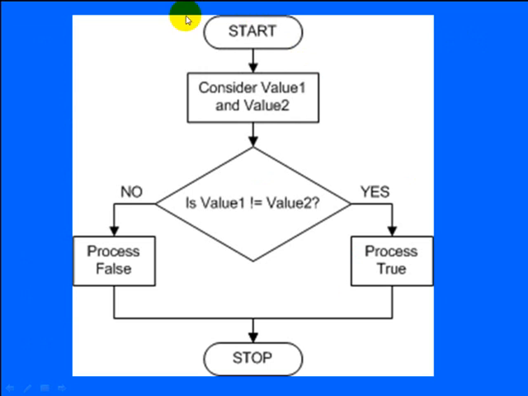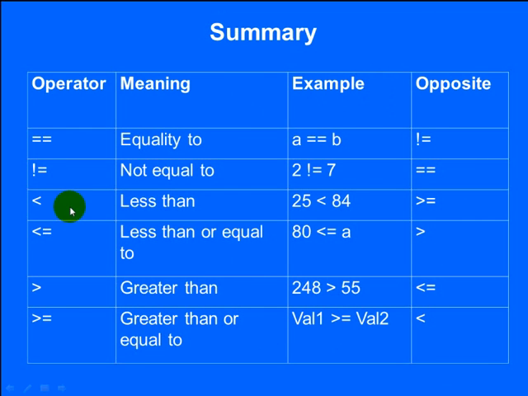So we can have a flowchart here. We have two values, value1 and value2. We can compare here, is value1 not equal to value2, meaning both values are different, then it will follow this path, and here yes, then process true, meaning whatever instructions we put here will be executed. And if value1 and value2 are equal to each other, then this particular path is followed and those statements are executed. So we can summarize: we have the equality operator, not equal to operator, less than or equal to, greater than or equal to.